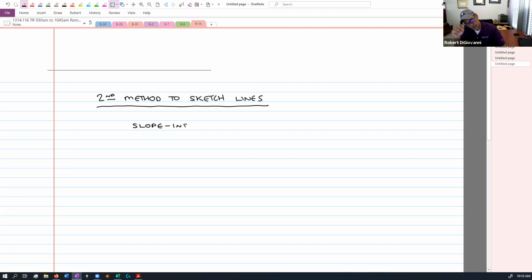slope-intercept method. So this is the second method to sketch lines. It's called the slope intercept method.